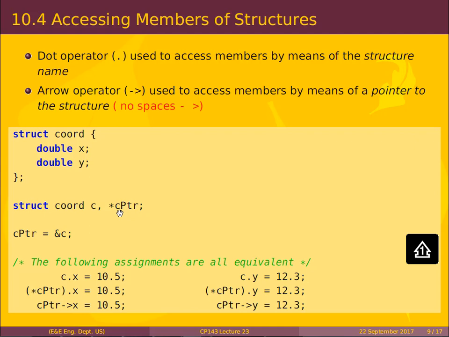what I've done now is I've assigned the address of this variable C equal to this pointer, C pointer. And if I want to access its X component, I have to use the arrow, because C pointer is a pointer to that struct type. Okay, but if it's not a pointer, like C is not a pointer, I just use the dot notation.